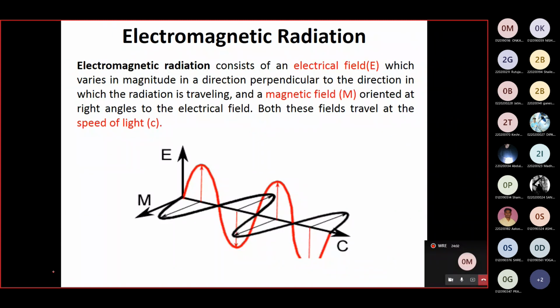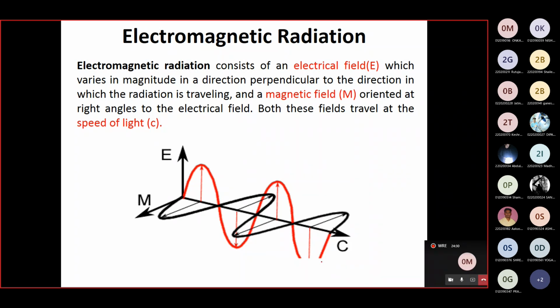So electromagnetic radiation, all of you are aware of this. Electromagnetic radiation consists of the electrical field, which is denoted by the capital letter E, which varies in magnitude in the direction perpendicular to the direction in which the radiation travels. That is nothing but the magnetic field, which is denoted by capital M.